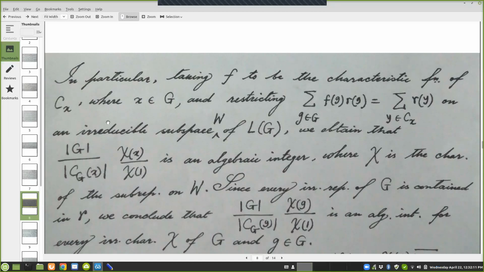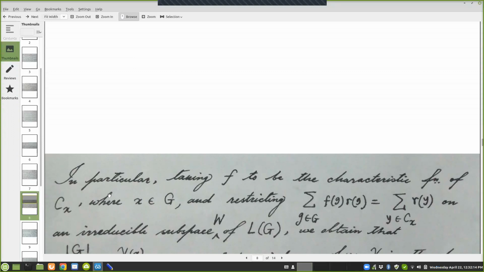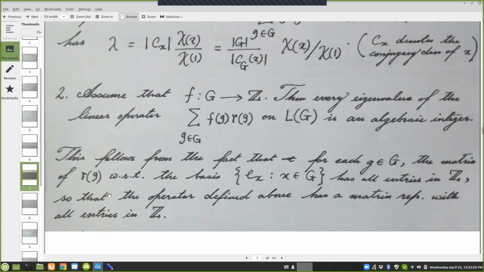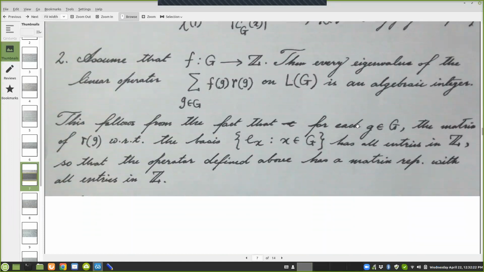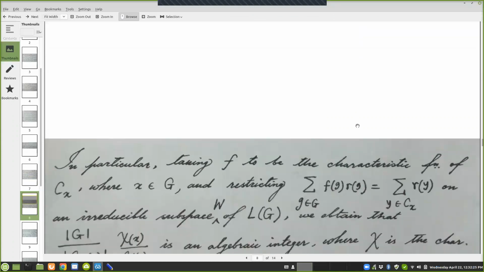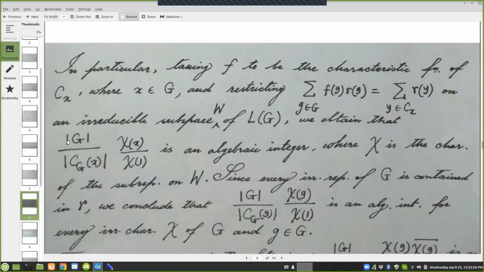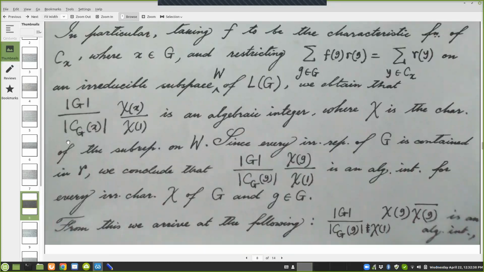So thus, as a consequence of what we have just discussed, we arrive at the conclusion that this has to be an algebraic integer. Since every irreducible representation of the group G is always contained in the left regular representation R, we conclude that this is always an algebraic integer for any character chi of G.